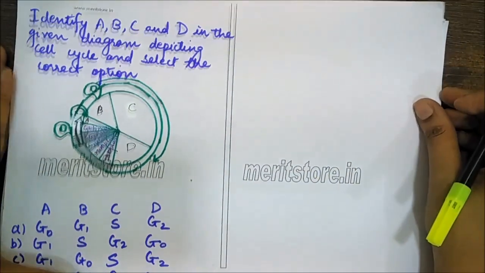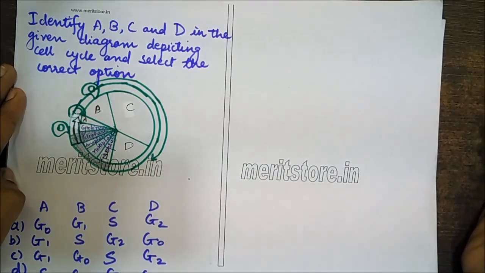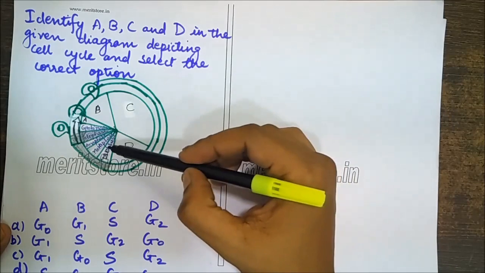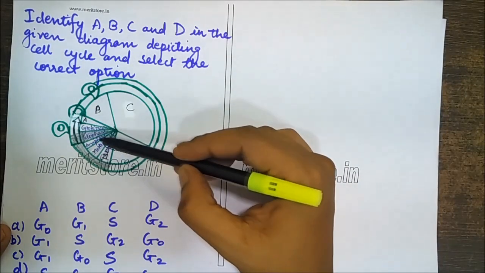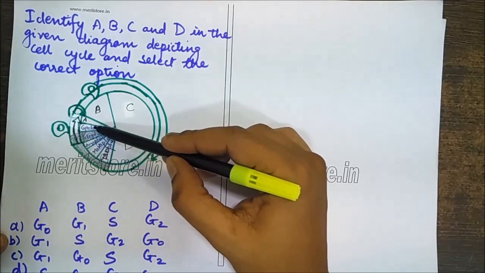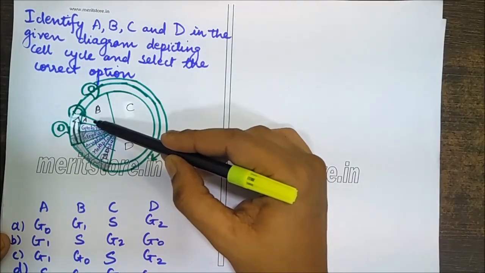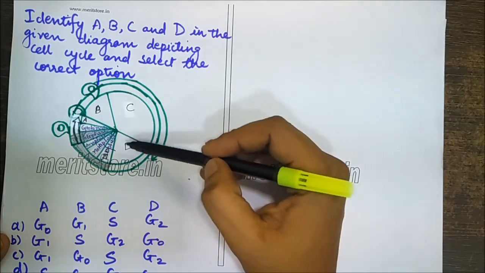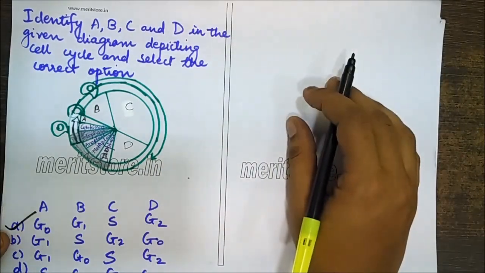Let's start with some MCQs based on the cell cycle. Identify A, B, C, D in the given diagram depicting the cell cycle and select the correct option. After prophase, metaphase, anaphase, telophase and cytokinesis, which are the typical stages of mitosis, the cell will enter the G0 phase. After G0 phase, G1 phase, then S phase and then G2 phase. So the correct option is A.